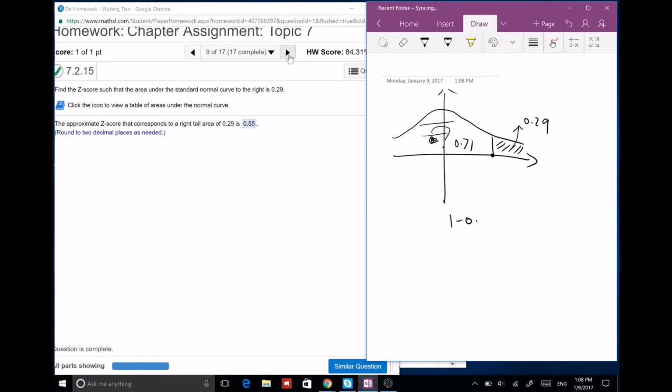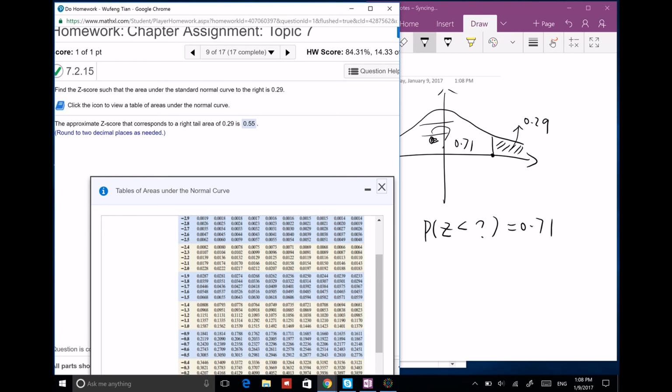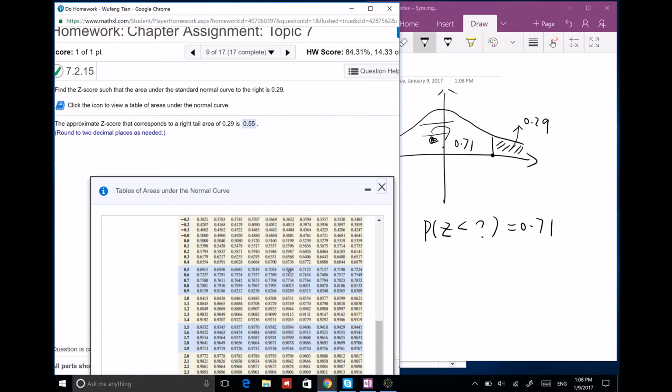Why do I need to find the area to the left? Because the table only gives you the area to the left. So the probability of z less than or equal to something gives you 0.71. I'm going to find the area close to 0.71 in the table, and 0.71 is right here.